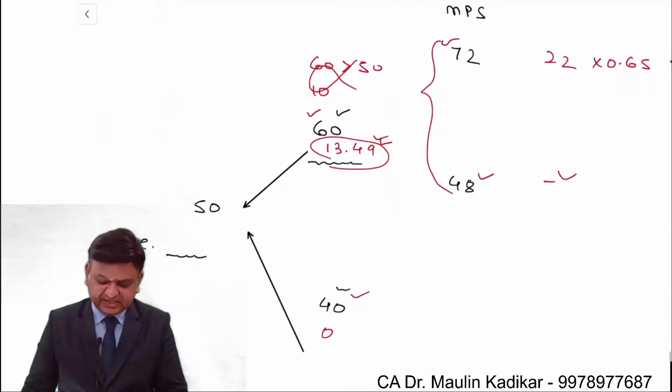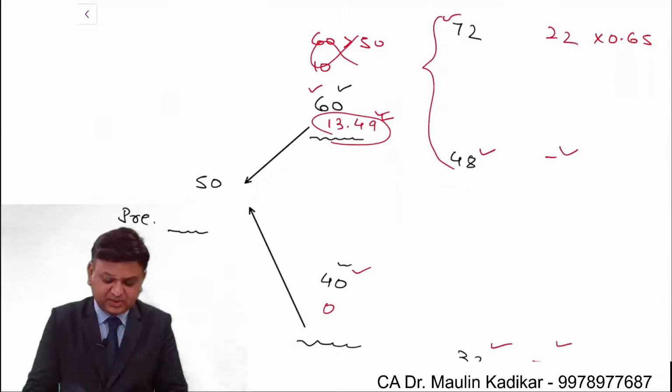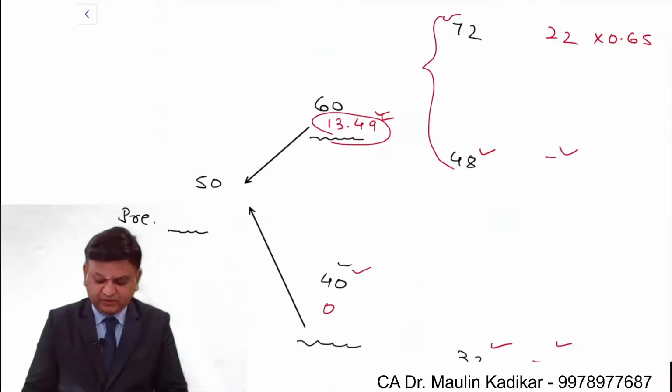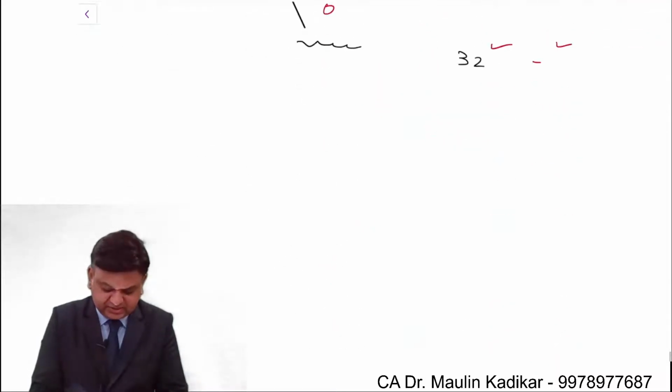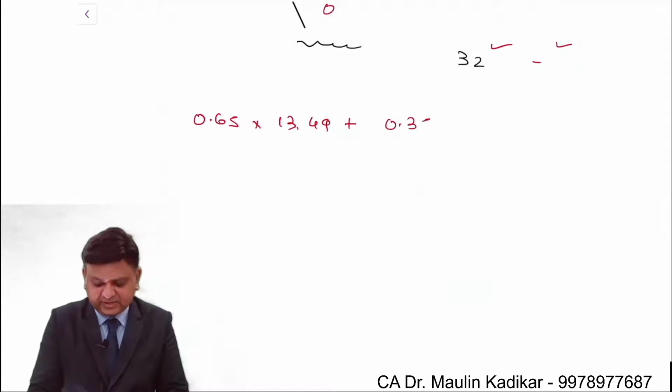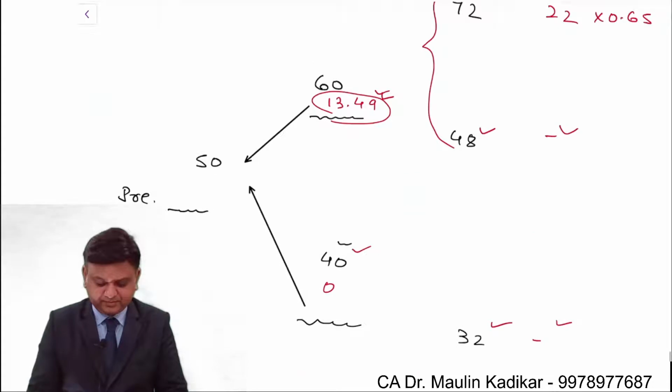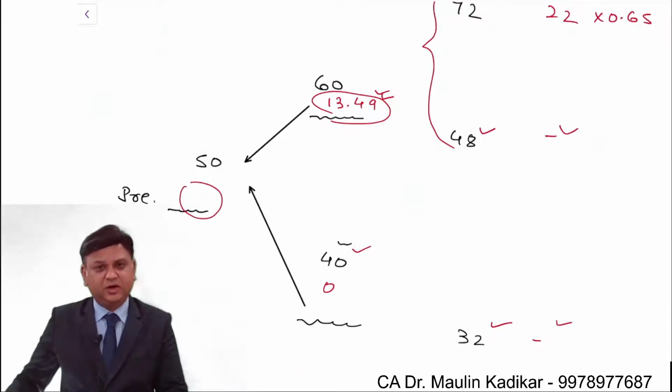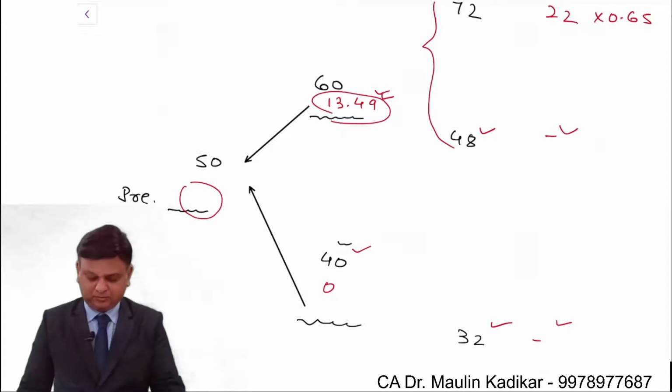Now we understand that there are 65% chances that the price will increase to 60. So there are 65% chances that you will get 13.49. There are 35% chances that you will not get anything. Whatever amount you are going to receive at the end of the year is again discounted in present value terms, and that is the premium for the option.